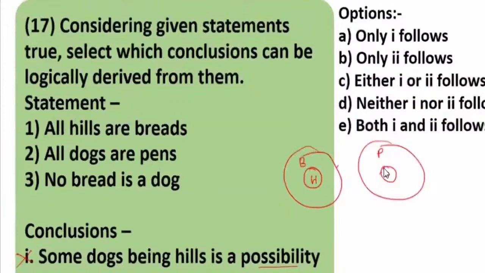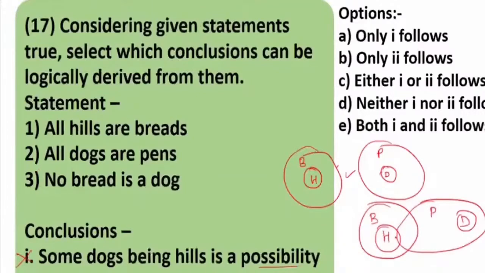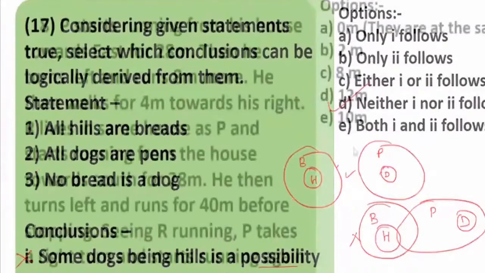A normal conclusion has to be true in all the possible Venn diagrams. It is true over here. We can draw this Venn diagram like this also. This is bread, this is pen, and this is dog. So here pen and hills overlap. So hill can be a pen. So it is not following over here, so it is not a valid conclusion. Neither one nor two follows.